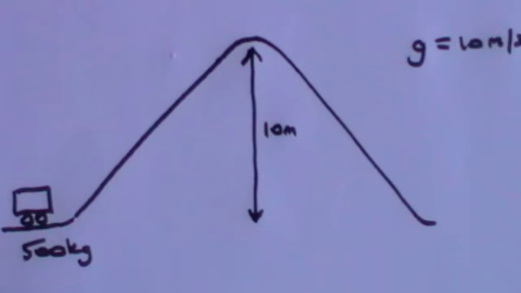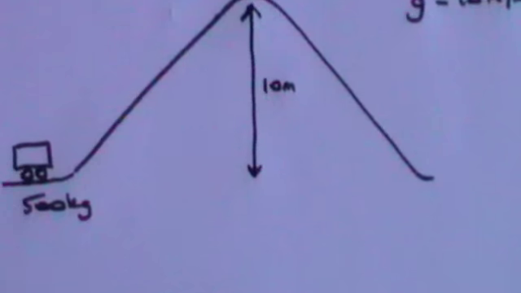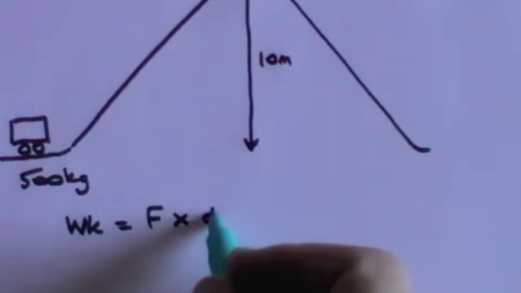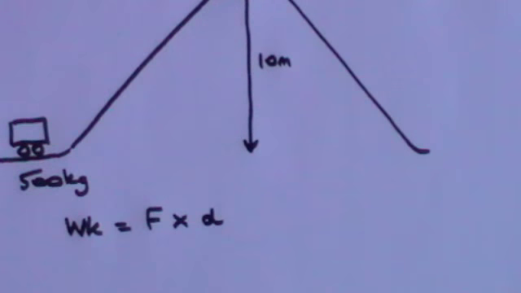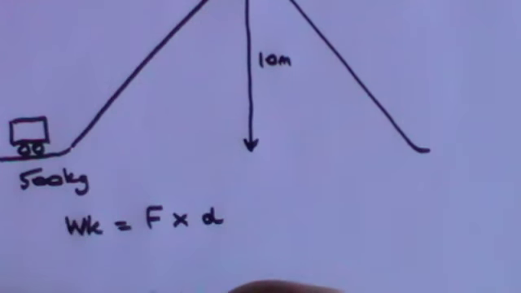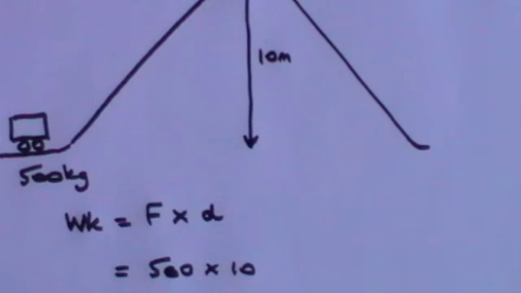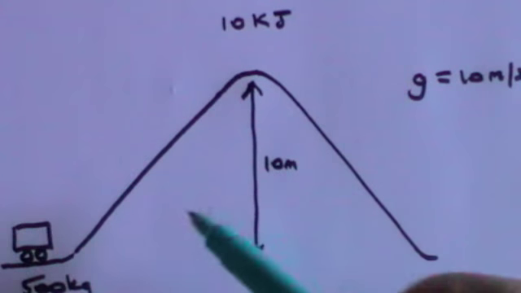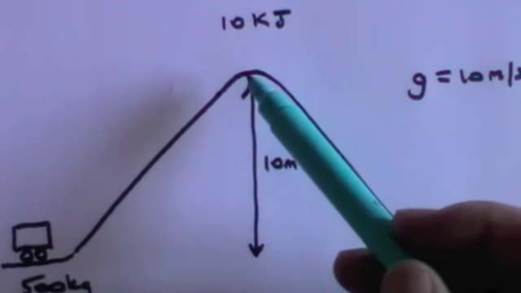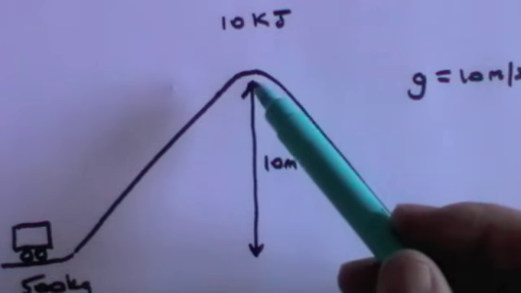Well, work done, as we know, is force times distance. And the force is not, of course, 500 kilograms, it's mg. So that's going to be 500 times 10, that's mg, times the distance. Now, here's the important thing. When we talk about distance, we do not mean the distance along the track. We mean the vertical distance.